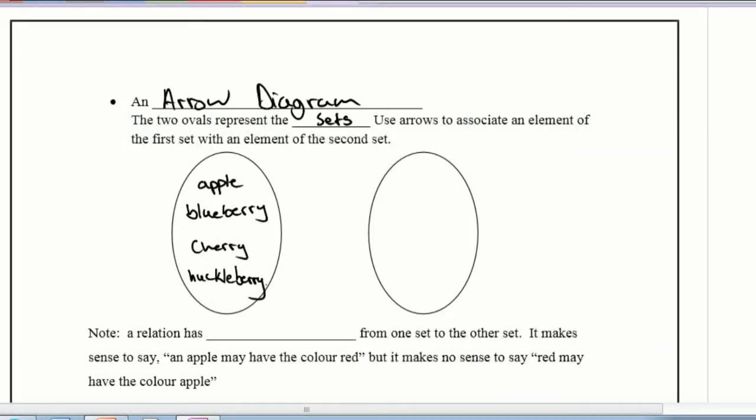The second set was our colors. What were our colors? We had the color blue. We had the color green. And we had the color red.